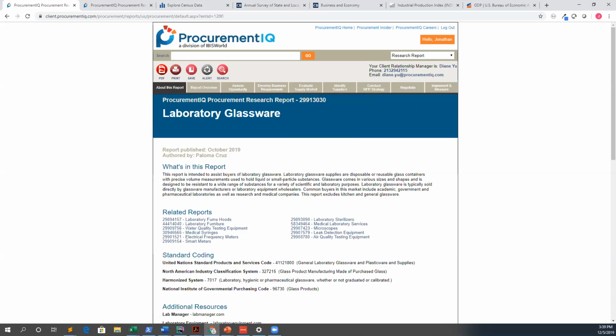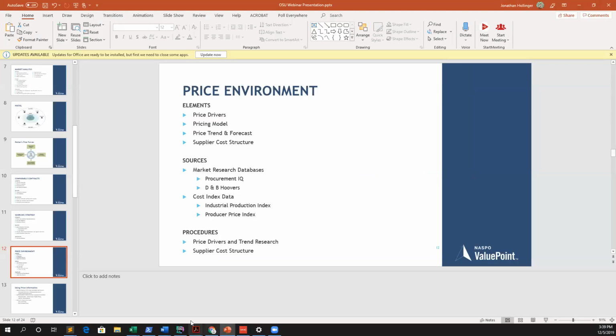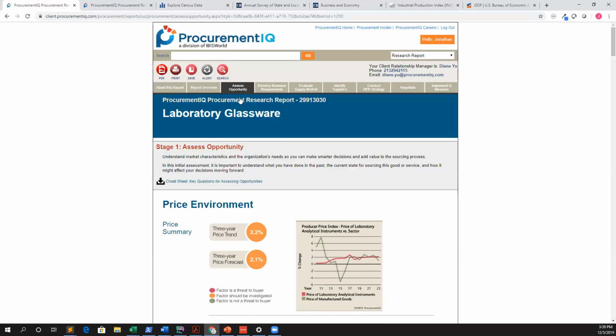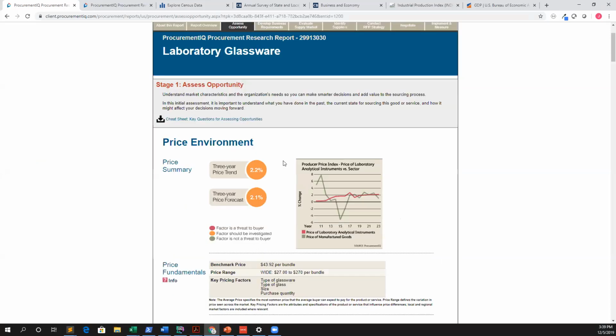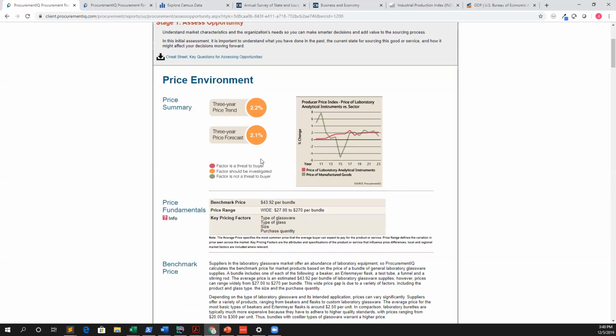But for our purposes, in this section, we're looking at the price environment. And so what we would do is dive into that particular section. So as you look here, you can see there's a price environment section that we will drill to, and it will give you lots of information. So right at the top, it's going to give you some summary information about what that trend looks like over time in the preceding 3 years, but then also what your forecast looks like. So in this case, they're about the same. This is a fairly modest growth rate.